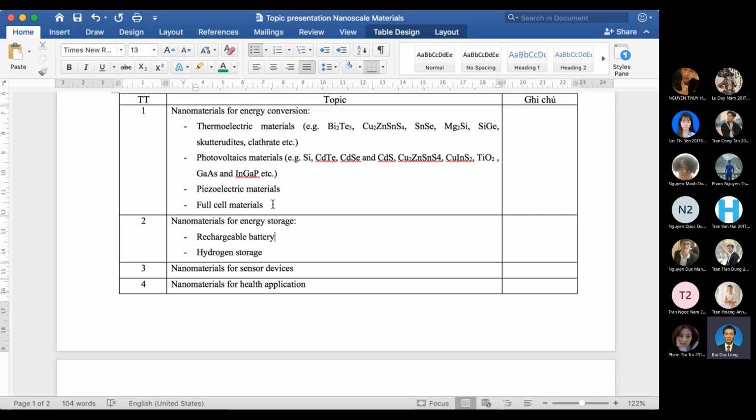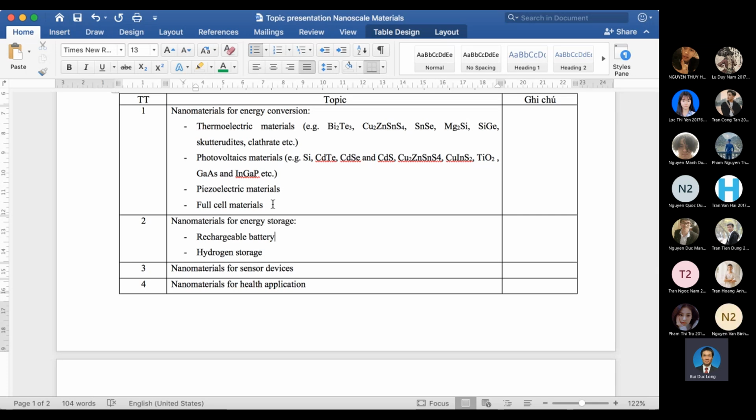And now people want to store hydrogen in solid state, which can store even more hydrogen. So you have to find a material that can store hydrogen. This is also a future technology.